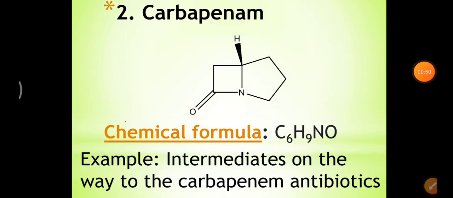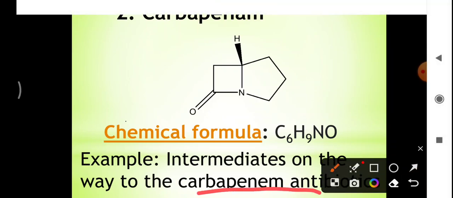The second is the carbapenam. Carbapenam is a beta-lactam compound that is saturated carbapenem. They exist primarily as biosynthetic intermediates on the way to the carbapenem antibiotics.